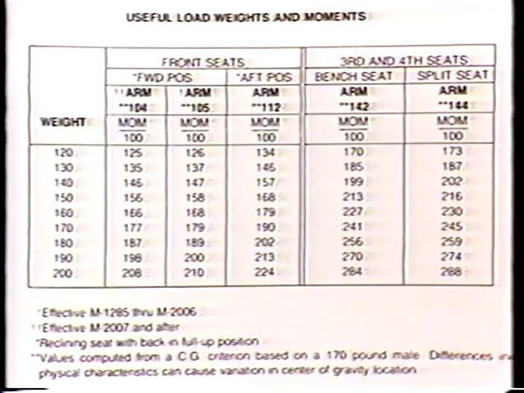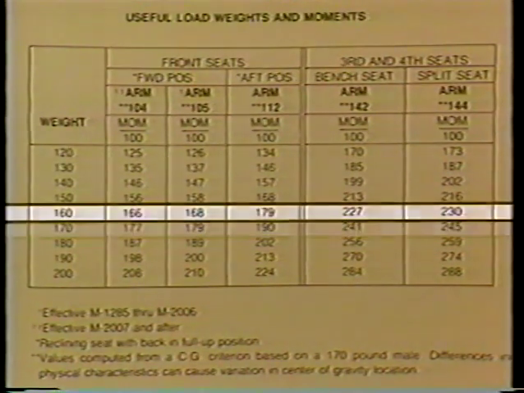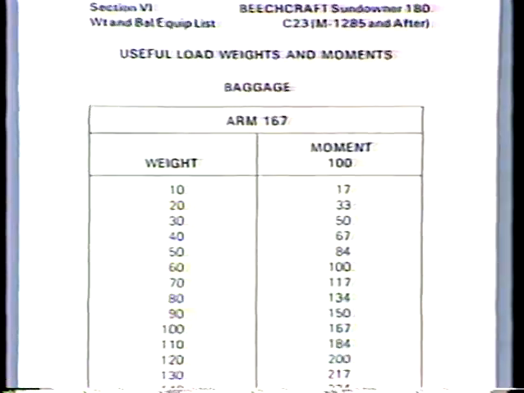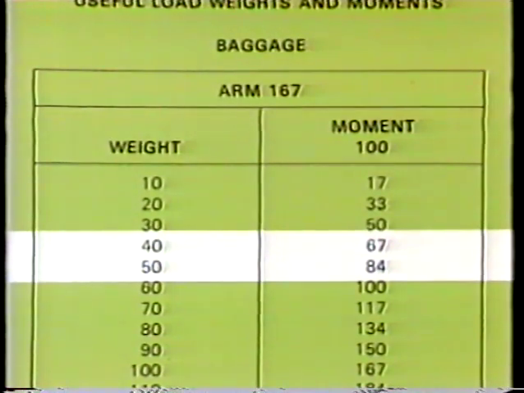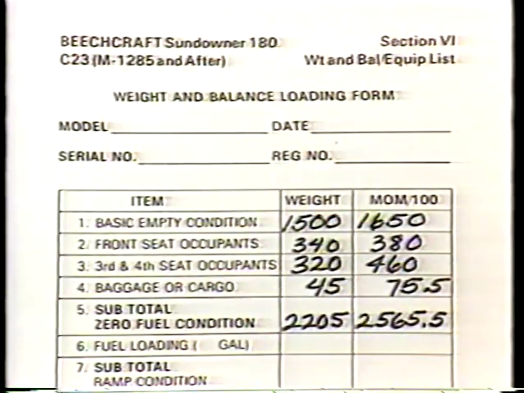The occupants table gives us moments for all people on board. The front seat occupants at 170 pounds each, with the seats in the aft position, have a moment of 190, or a total of 380. The rear seat occupants at 160 pounds each on split seats have a moment of 230 each, or a 460 total. The baggage table lists the moments for baggage. In this problem, it's 45 pounds, which is halfway between 40 pounds and 50 pounds. The moment is halfway between 67.4 and 75.5. The zero fuel subtotals read 2,205 pounds and 2,565.5 moment.